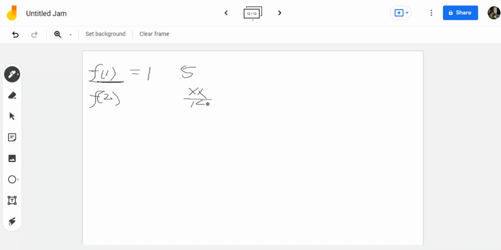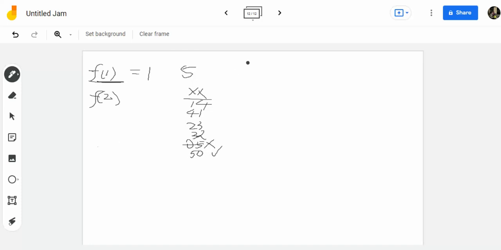1 4, 4 1, 2 3, 3 2, and 0 5 cannot count, since a 2-digit number can't start with 0. So this is the first. This one cannot. 5 0 is okay, right? Okay, good.